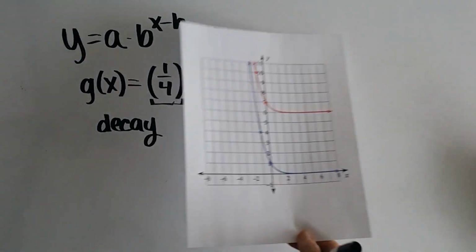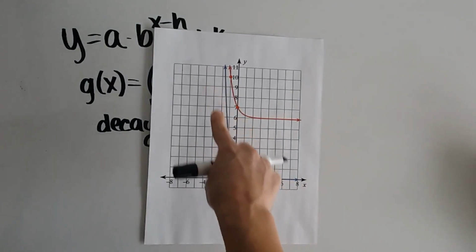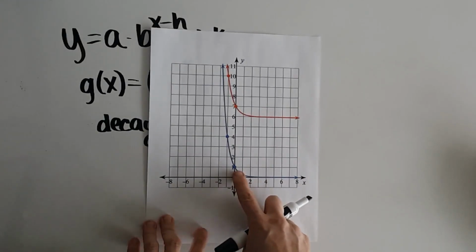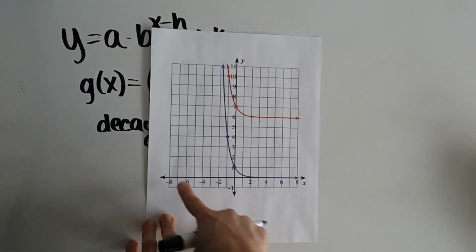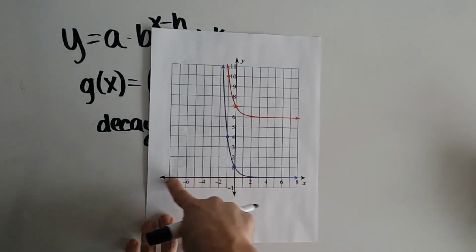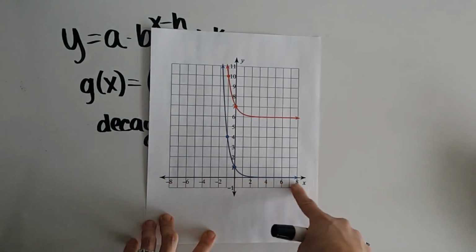So if we look at our graph, again, the blue is our parent function, the red is the new one, and you can see that it did. Everything slid up 6 units. This is important because we know our parent function normally has a horizontal asymptote on the x-axis.